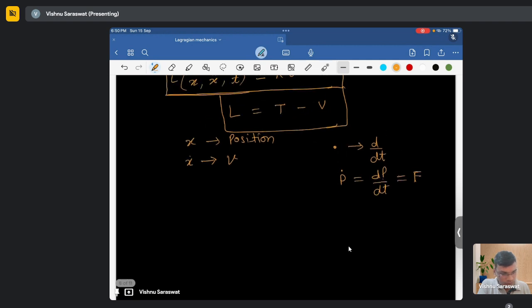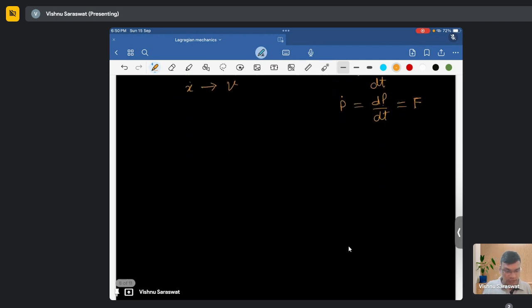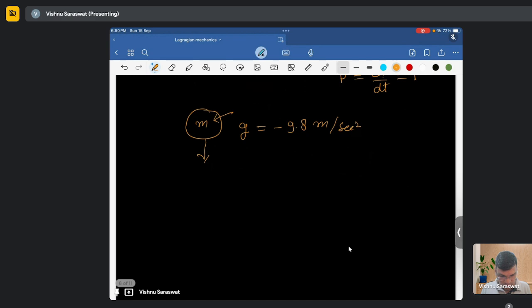Now we take an example of a free-falling particle like this. This is a particle which has mass m under gravity g equal to minus 9.8 meter per second square. The height from the ground of this particle is x, or you can take y or h. Also you can take the height h, but for my convenience I took x.